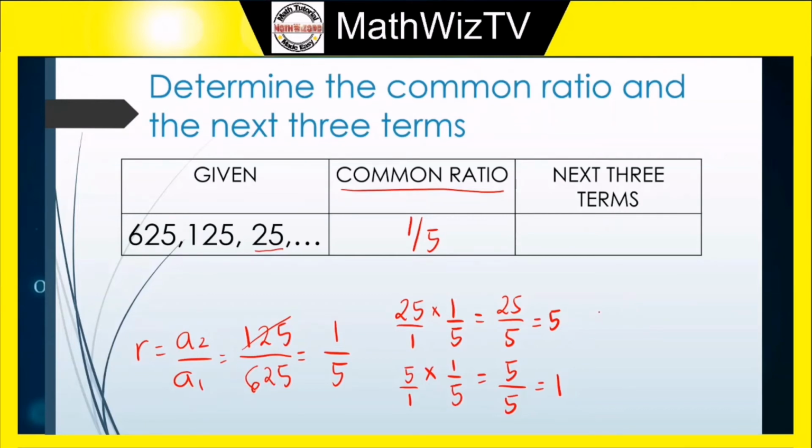Okay, so our new last term, which is 1 multiplied by 1 over 5. So as we all know, if any number is multiplied by 1, the answer is the same. So therefore, the last three terms are 5, 1, and 1 over 5. So we write it here, 5, 1, and 1 over 5. Therefore, the next terms after 625, 125, and 25 are 5, 1, and 1/5. Okay?